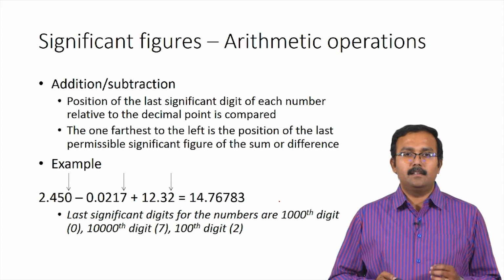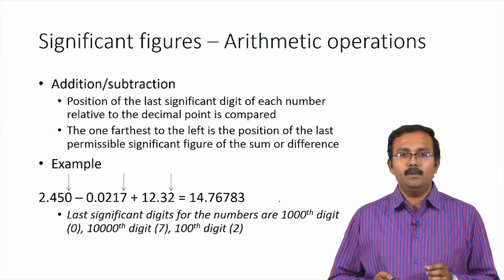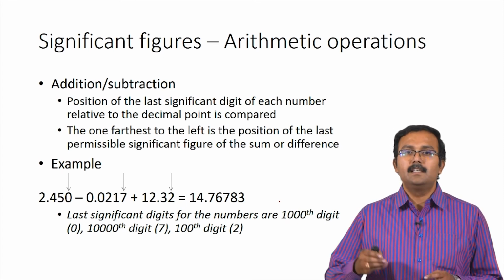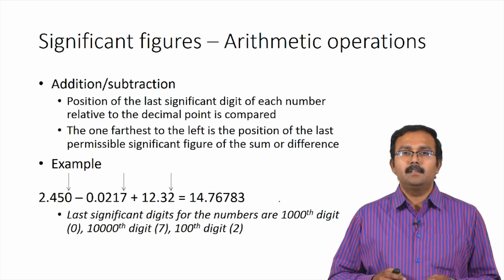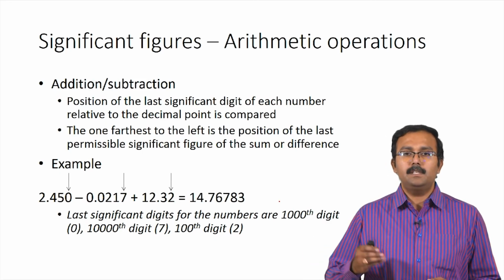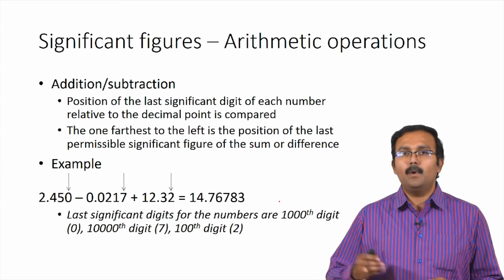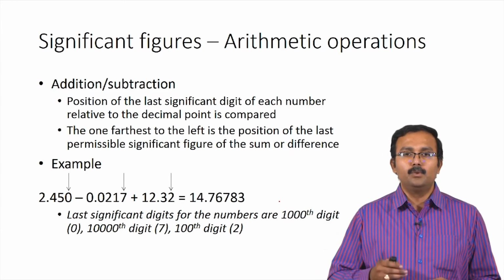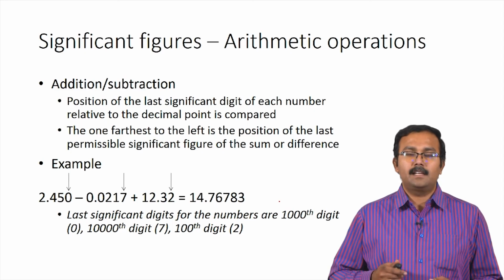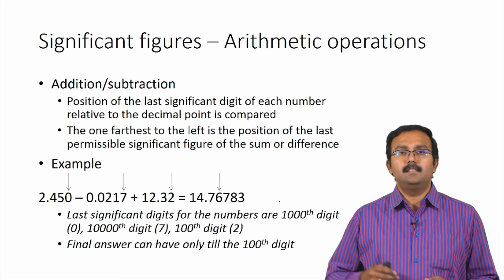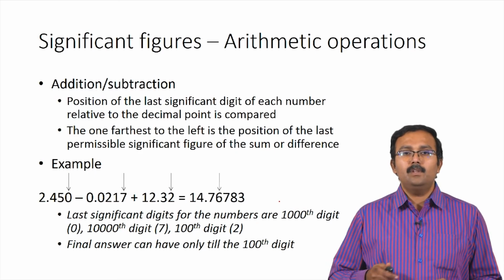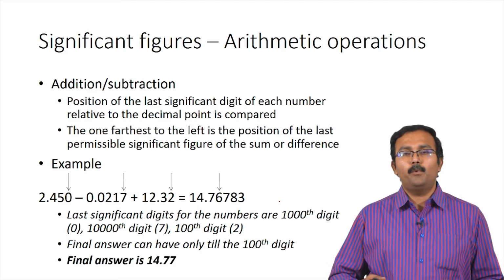For the first number 2.450, the last significant digit is the 1/1000th digit, which is 0. For the second number, the last significant digit is the 1/10,000th digit, which is 7. And the third number has the last significant digit as the 1/100th digit, which is 2. So, your final answer can actually be written only till the 1/100th digit. Thereby, you will write down the final answer as 14.77.